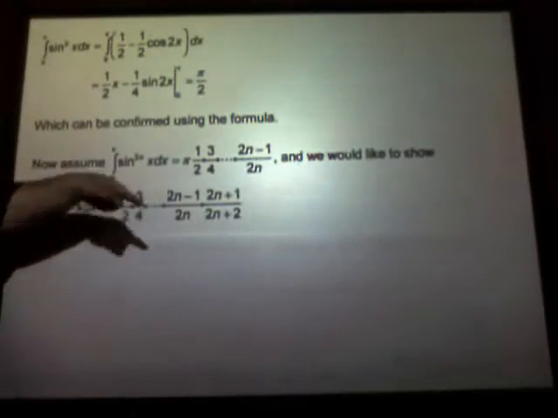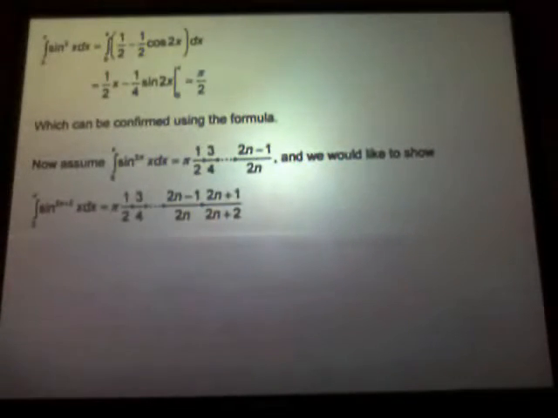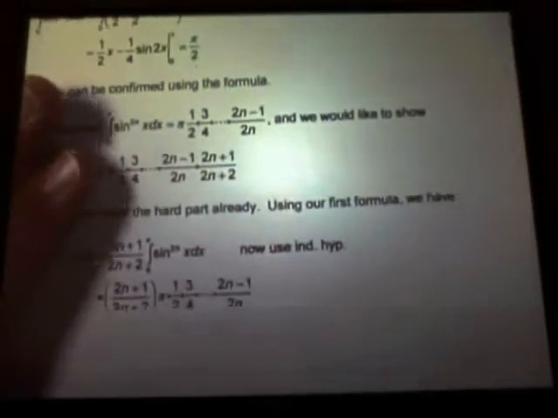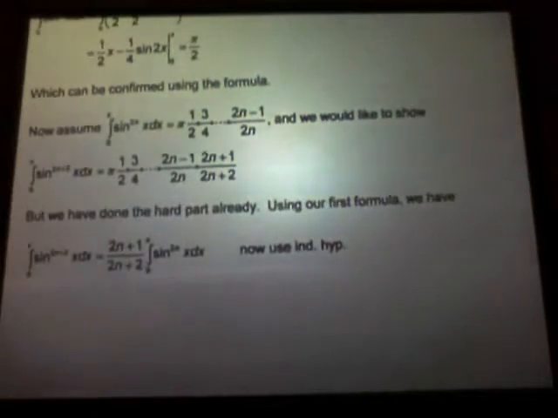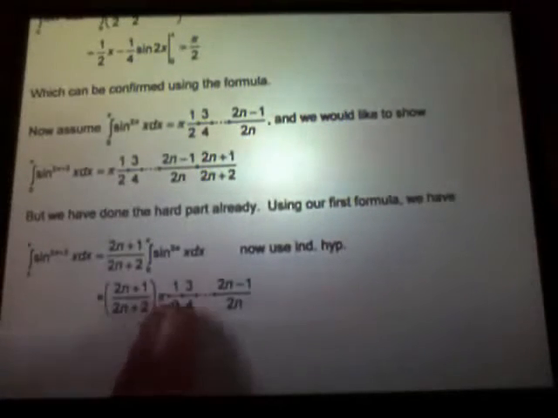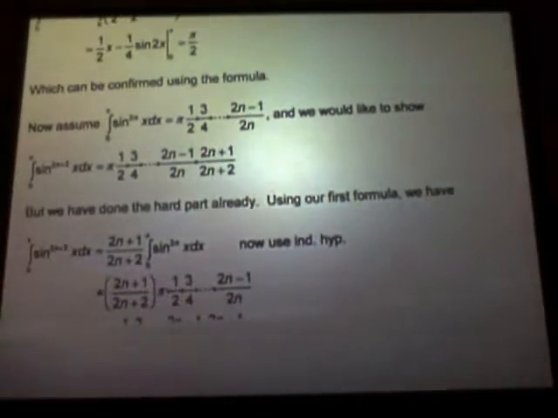So then it just tacks on one more term, right? We want to show that this is equal to this. There's a question mark over that equal sign. But we've done the hard part already because we have that formula we can use. So we use this. Sine to the 2n plus 2, we can bring it down to, and we have that. And we use the inductive hypothesis, because we already know what that is. It's that.